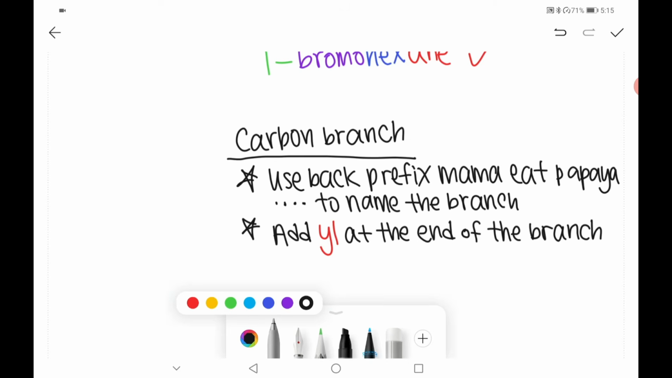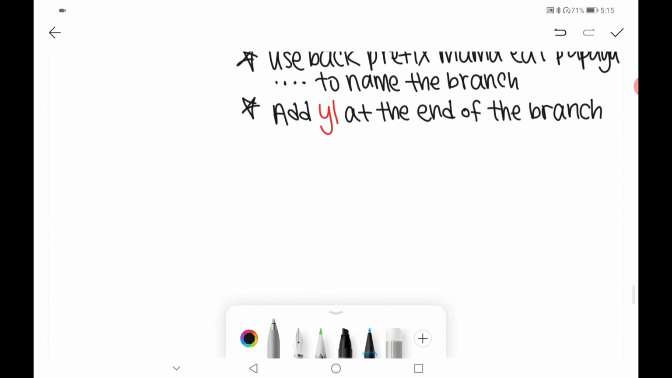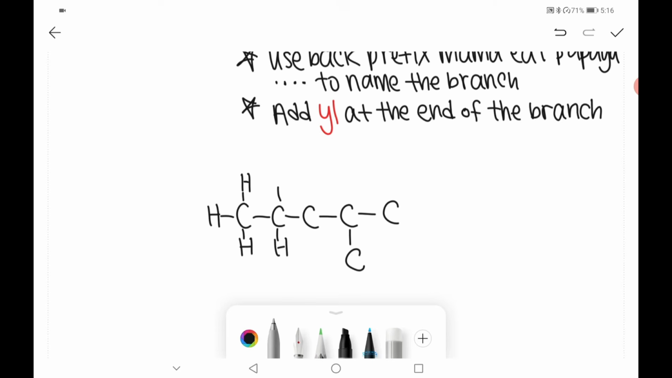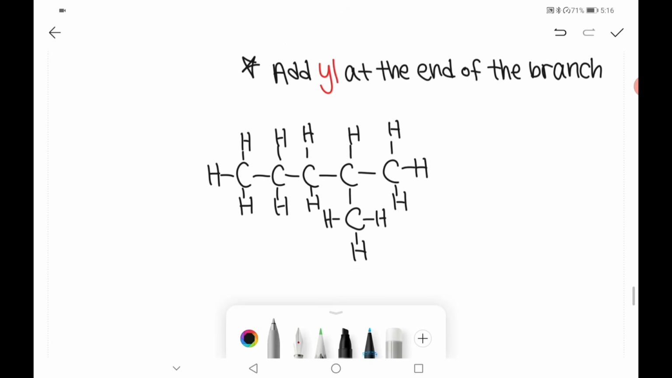Same thing, let us use an example for demonstration. I'll use two examples to show you how it works. So let's say, what if we have something like this? Let me use an example for demonstration. Okay, let's try to name this substance.